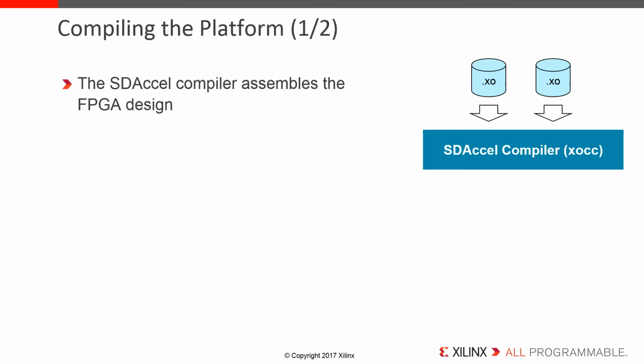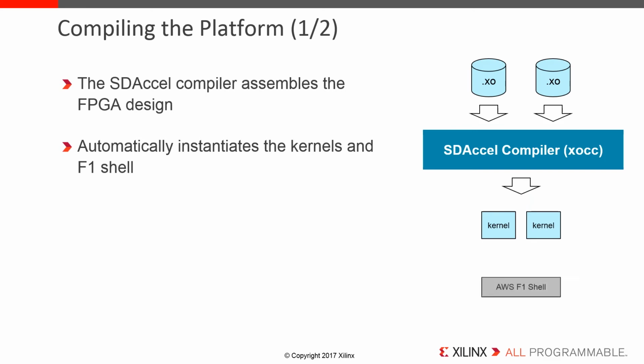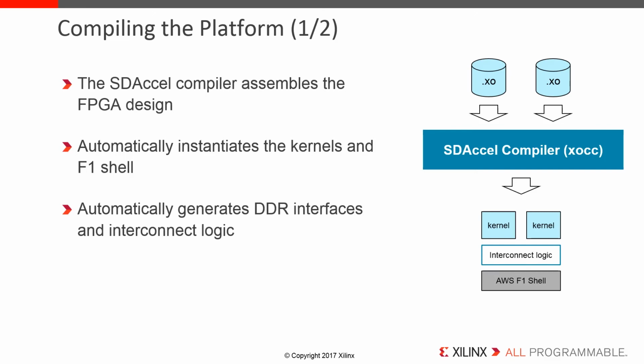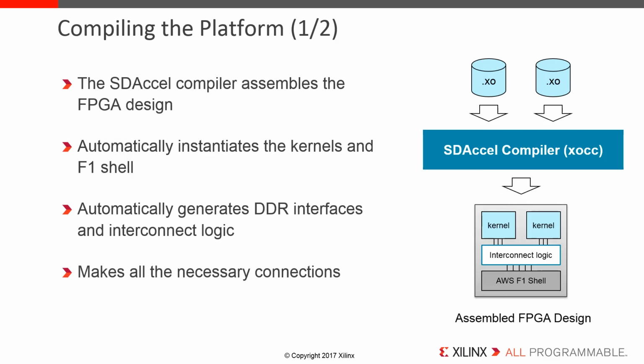After the kernels are created and packaged as XO files, the next step is to assemble the FPGA design. Remember that the kernels and the XO files are just building blocks. They need to be integrated with other hardware components such as the F1 shell. In this phase, the SDAccel compiler reads in all the XO files and automatically instantiates the kernels in the F1 shell. It then automatically generates the DDR interfaces and creates AXI interconnect logic. Finally, the compiler makes all the necessary wiring and connections. This results in a completely assembled FPGA design.